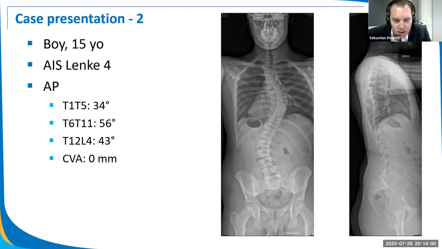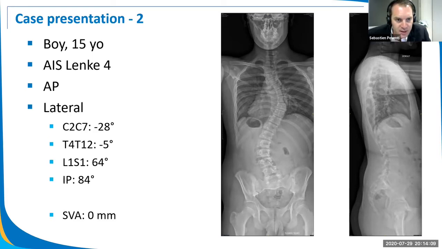It's quite well aligned; the global alignment is not that bad, with a CVA at 0, so the head is remaining over the pelvis. In lateral, you have a cervical kyphosis of 28 degrees, a T4-T12 thoracic kyphosis of 5 degrees, and a lumbar lordosis of 64 degrees, not matched to the pelvic incidence of 84 degrees. So a little bit of loss of lordosis.